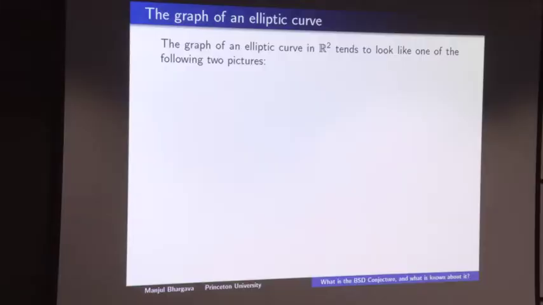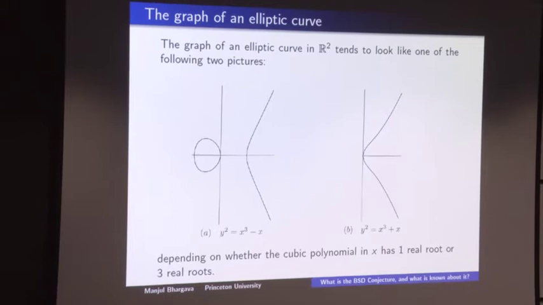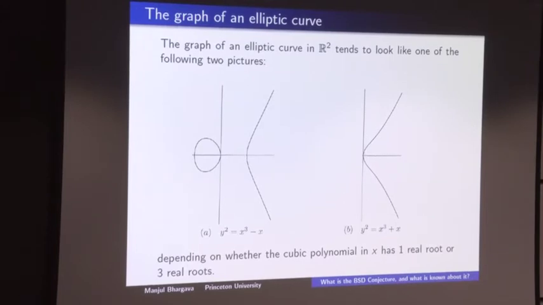So the graph of an elliptic curve, in other words, a curve that looks like y squared equals x cubed plus ax plus b, tends to look like one of the following two pictures. Either it has two components, like that. There's this part which is often called the egg, and there's the infinite component. And sometimes you only get the infinite component. What that depends on is just whether this cubic has three real roots, because it has three points of intersection with the x-axis, or one real root, in which case it only has one point of intersection with the x-axis. And so these are the two kinds of pictures that you can get for an elliptic curve when you graph it over R2. You get these pictures in accordance with whether the cubic polynomial in x has one real root or three real roots. Okay, so that's what an equation of an elliptic curve looks like when you graph it in R2.